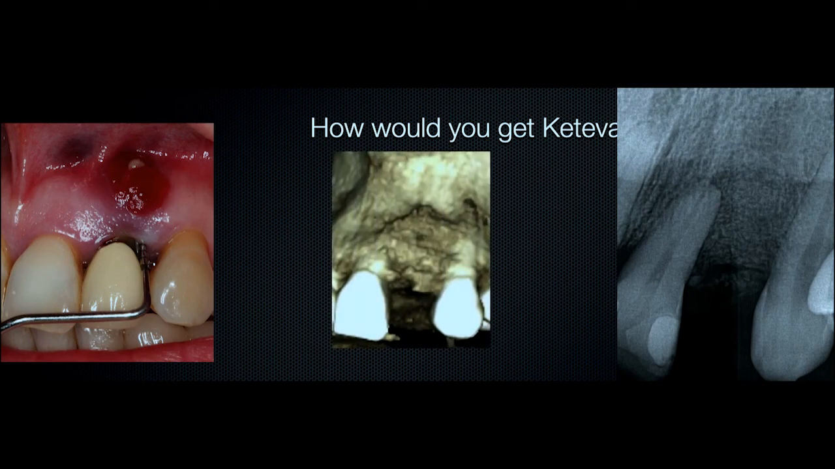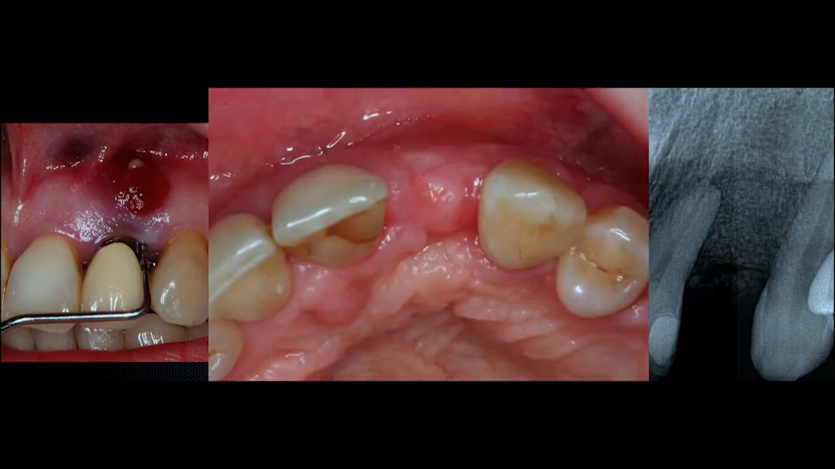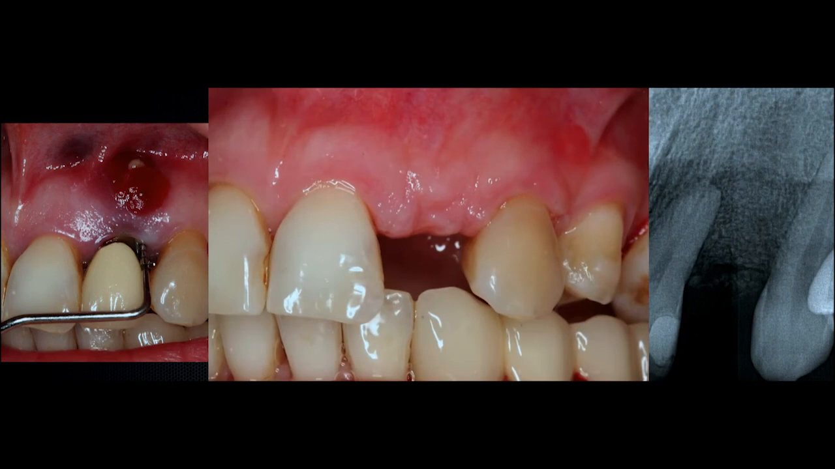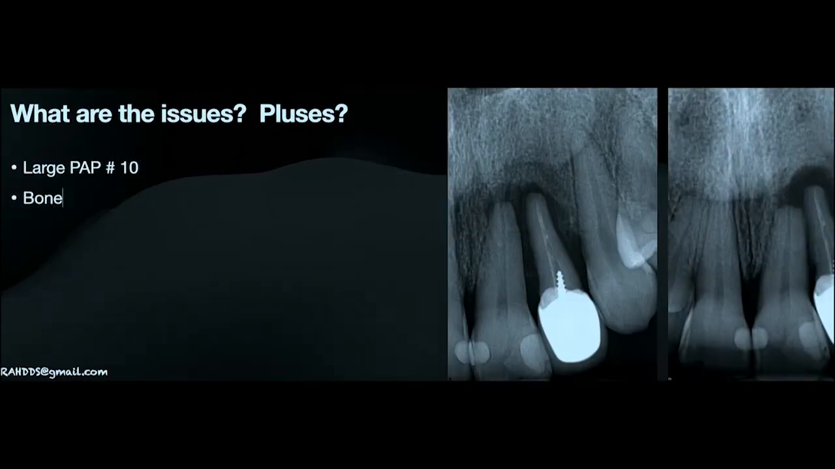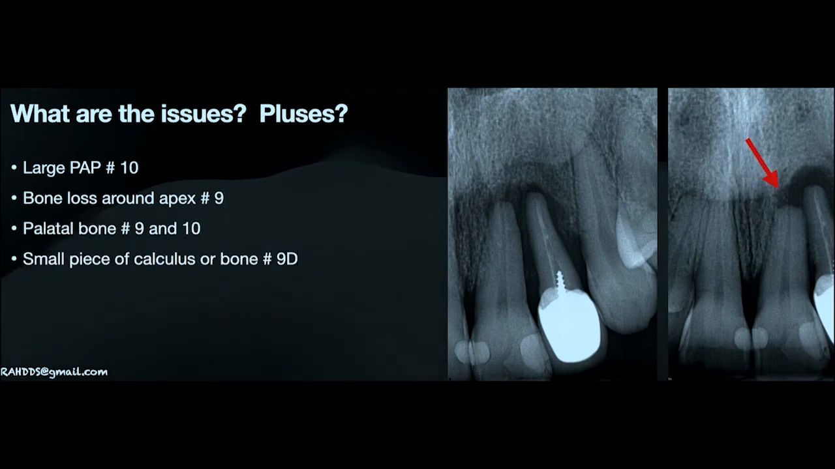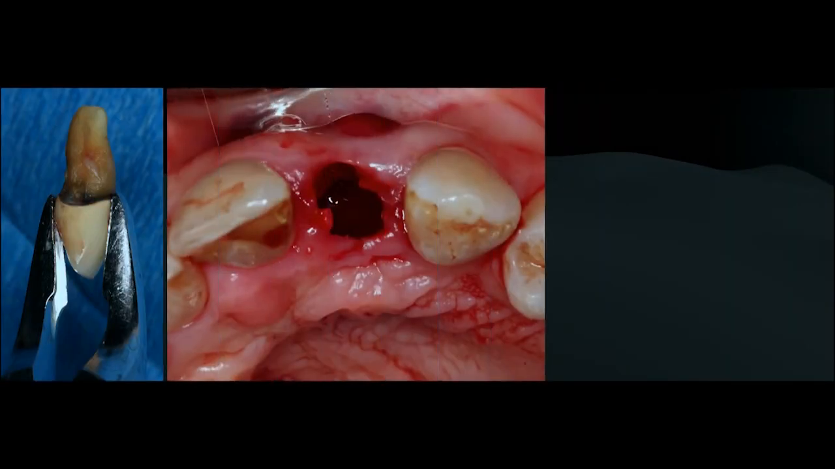So I want to go from the left to the middle to here. So let's do this quickly. That's my goal. So on the good side is not the PAP and the bone loss. On the good side may be a little piece of bone there if that's not calculus. Bad side is all the bone loss on 11. What the hell do we do?